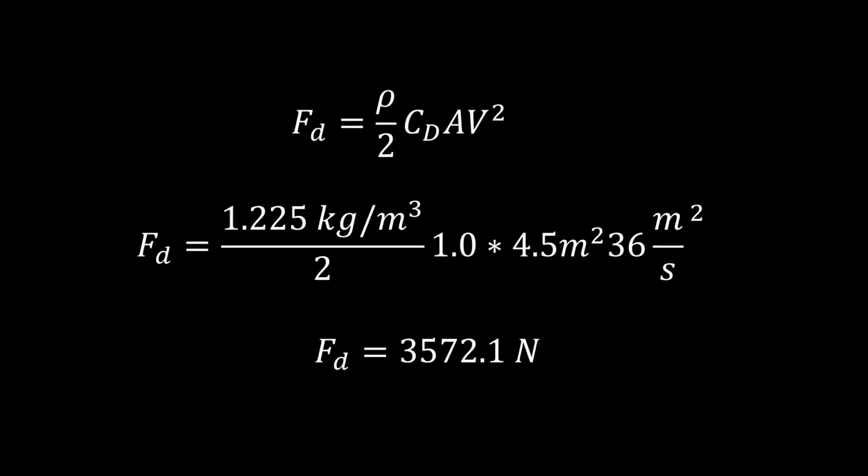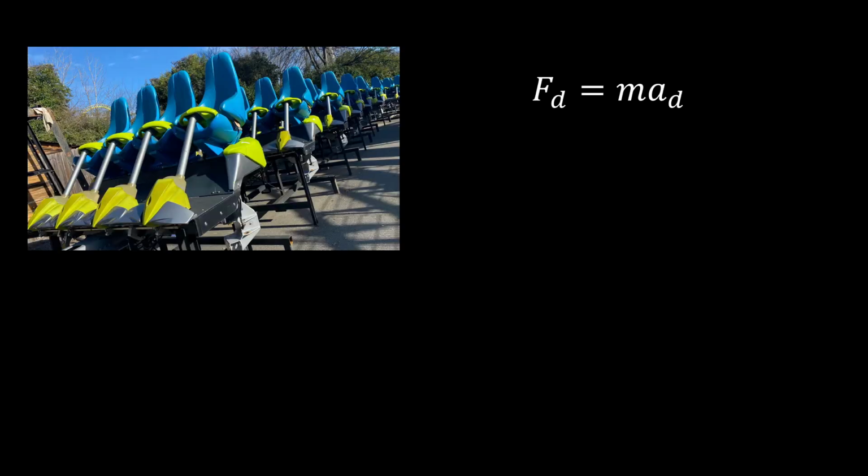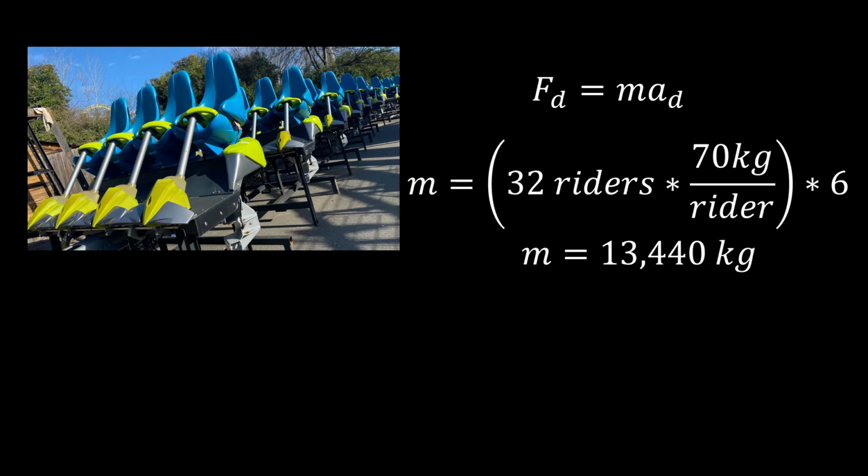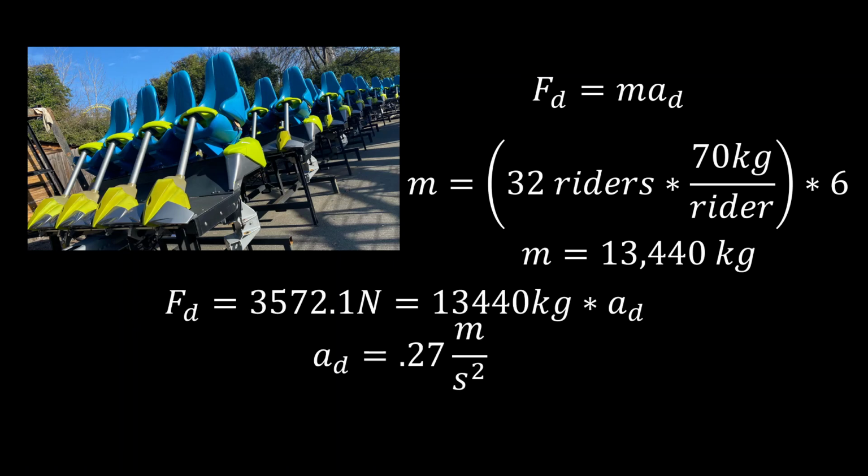Plugging in all of our numbers, we get that the force of drag is equal to 3,572 newtons. And to estimate the effect of this on slowing down the roller coaster, we need to estimate the mass of the train. Let's just say an empty coaster train is equal to 5 times the weight of the riders. That's another rough estimate, but all we're trying to prove is that drag exists and we can't ignore it. For this estimate, we get that the deceleration due to drag is 0.27 meters per second squared. So you can see how that takes up a pretty big chunk of that 9.81.